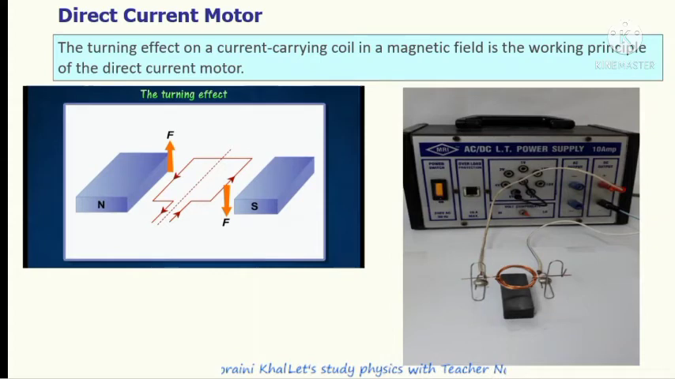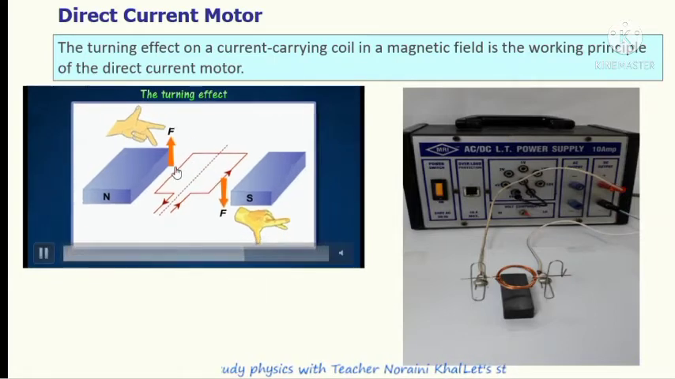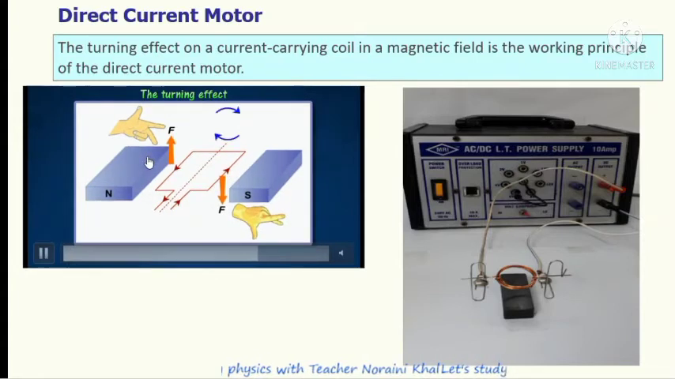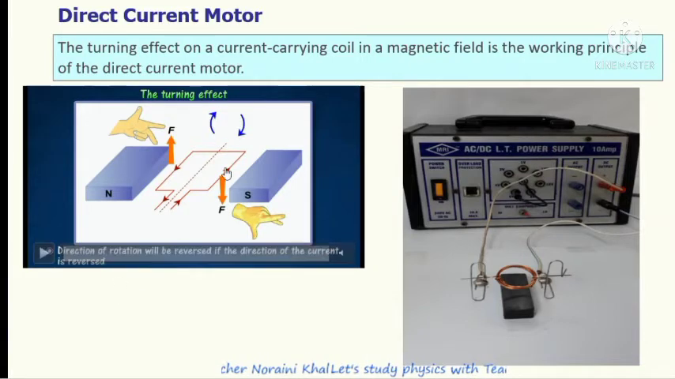The turning effect of the current carrying coil in a magnetic field will cause the coil to rotate at the axis of rotation. The direction of force, as we discussed before, is determined by Fleming's left-hand rule. For this case, it will rotate in a clockwise direction. The direction of rotation will be reversed if the direction of current is reversed.